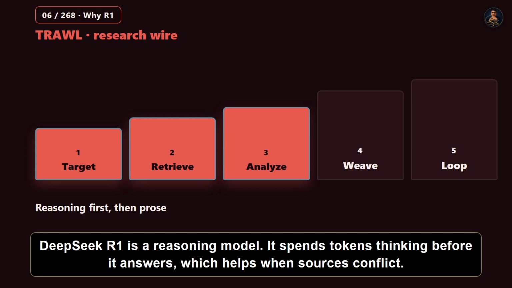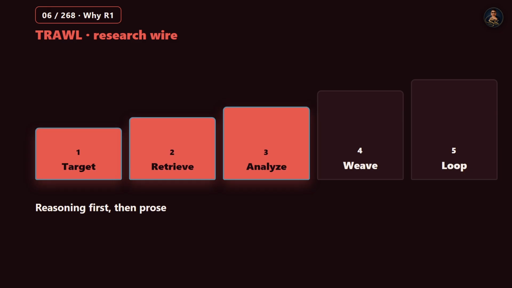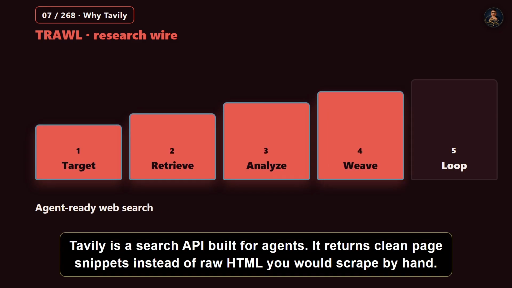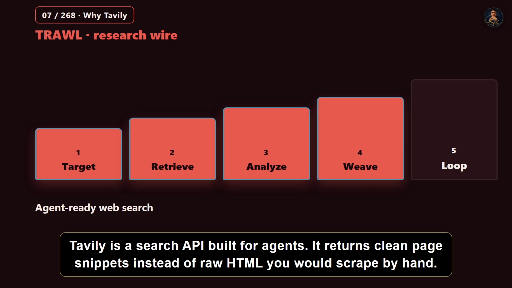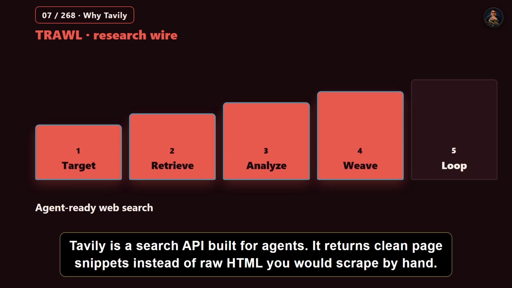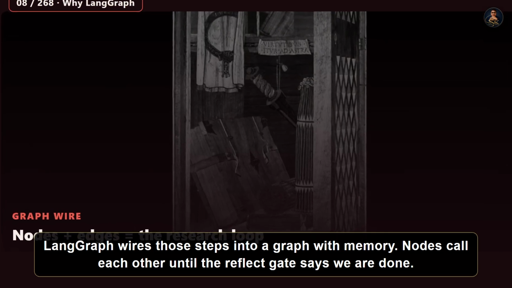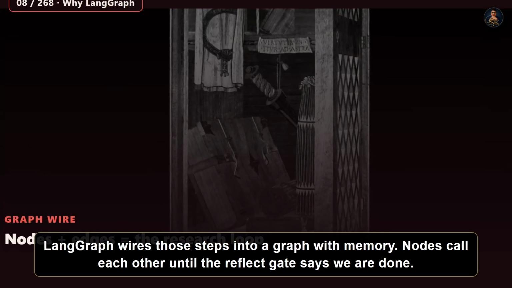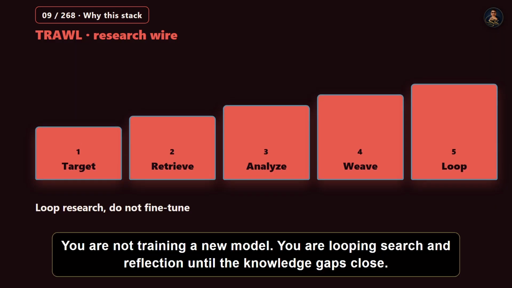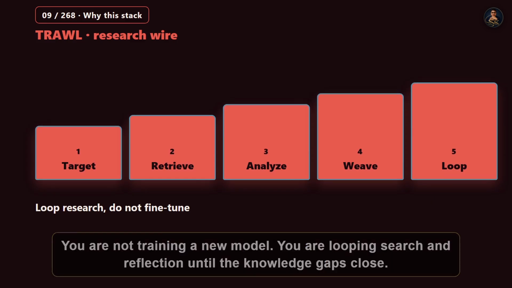It spends tokens thinking before it answers, which helps when sources conflict. Tavily is a search API built for agents. It returns clean page snippets instead of raw HTML you would scrape by hand. LangGraph wires those steps into a graph with memory. Nodes call each other until the reflect gate says we are done. You are not training a new model. You are looping search and reflection until the knowledge gaps close.